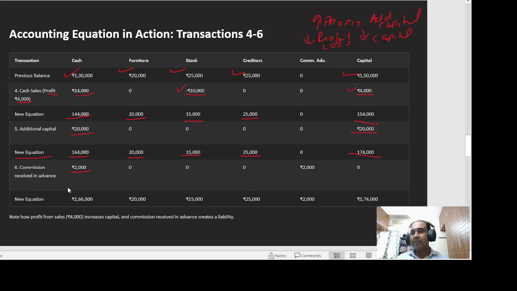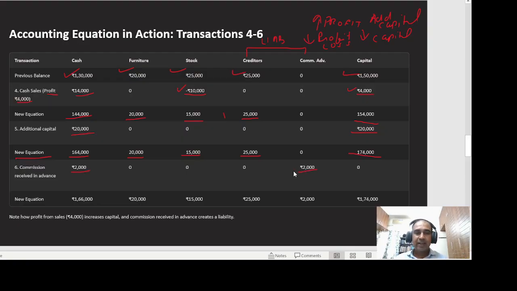See, whenever we get an amount in advance without giving any service, this commission received in advance will be in the nature of a liability. So my creditors and this commission, both will be a liability. Why is it a liability? Because I am getting cash today without giving any service. I have to provide a service in the future for this advance that I am receiving. So this will become a liability for today.